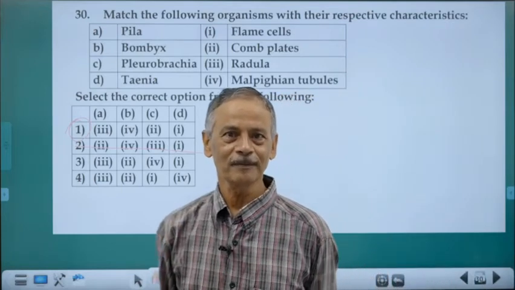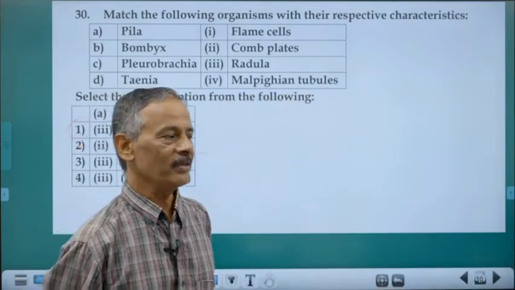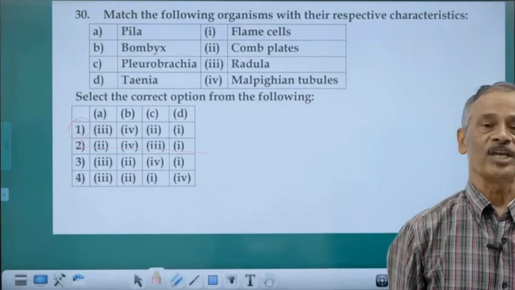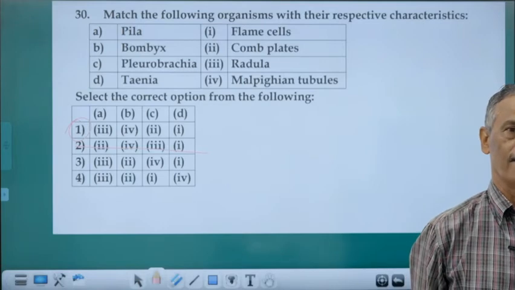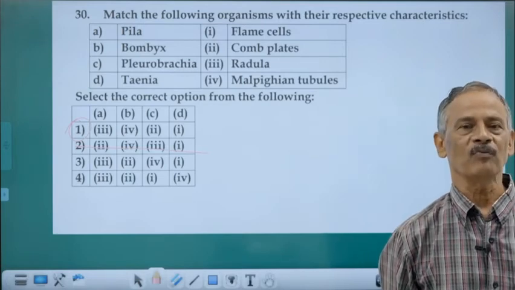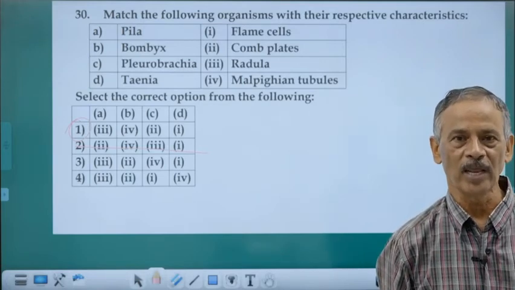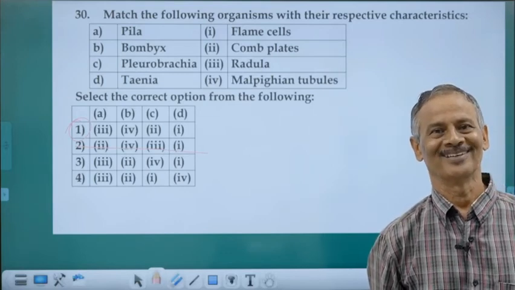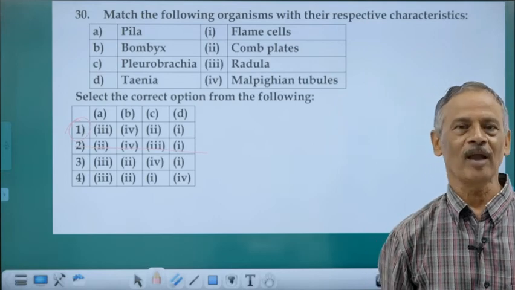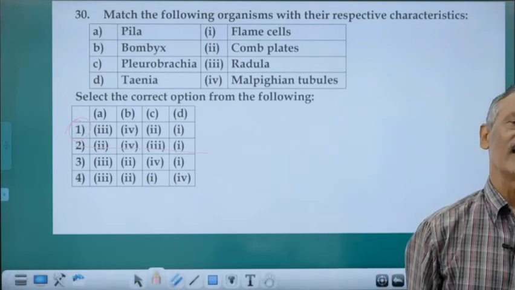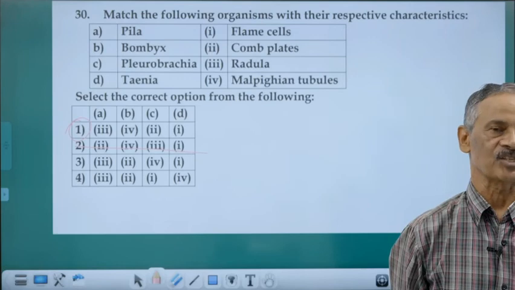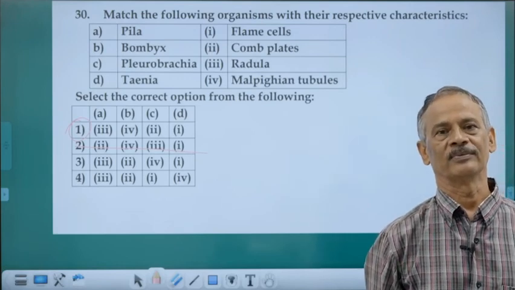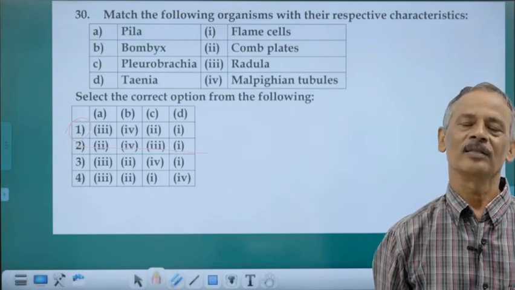Is that point clear? So with that, we come to the conclusion of the discussion of the chapter Animal Kingdom. Hope you are now familiar with the type of questions, and the concepts are also thorough to you. So I am winding up my session, and we'll meet with another set of questions next time from the next chapter, Structural Organization. So thank you all. Thank you very much.